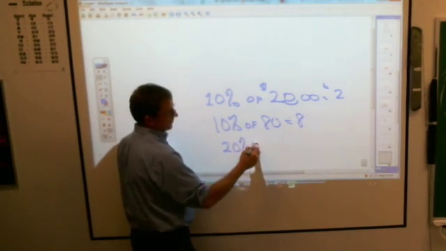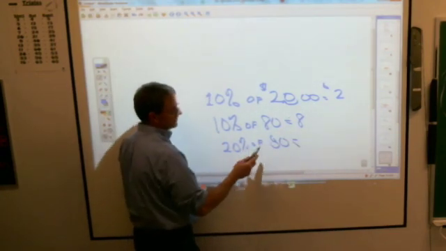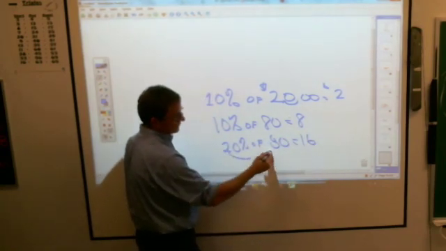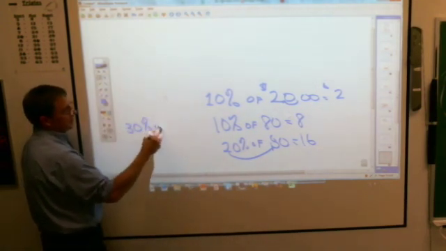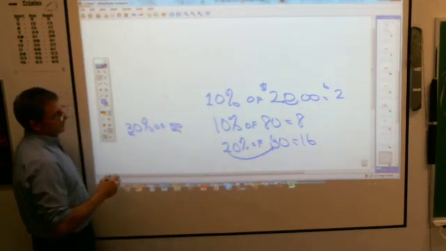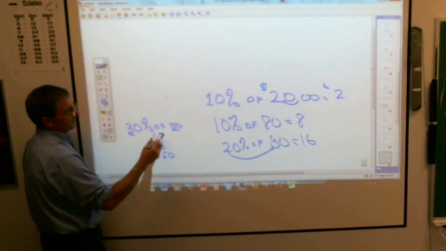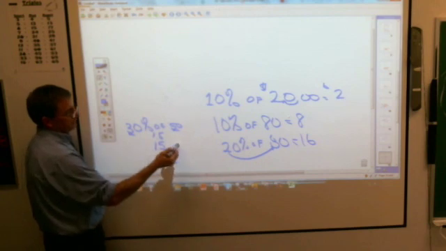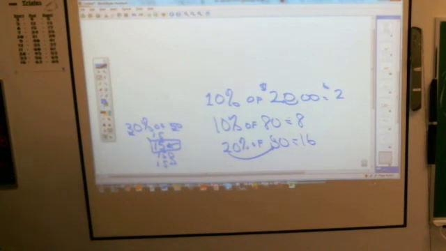20%, ladies and gentlemen, of 80, well, if 10% is 8, 20%, which is twice as much, is 16. Or what is 2 times 8? 16. 30% of 50. You know you're going to multiply the 3 times the 5, so your choices are, is it going to be 15? Is it going to be 150? Is it going to be 1.5? Is it going to be 1,500? What would make more sense? 15. It's just a percent of.